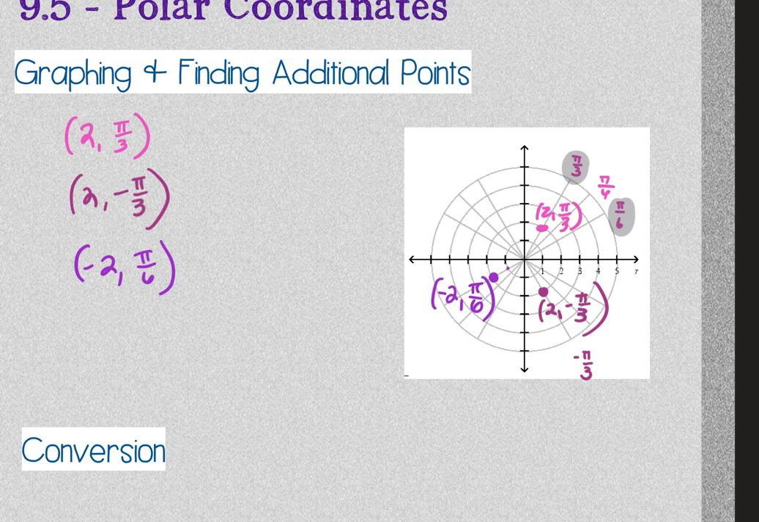No, negative 5 pi over 3. These are not the same coordinates. These are different coordinates. I thought you were asking us to find. No, I just said make sure you can plot all different kinds of coordinates.